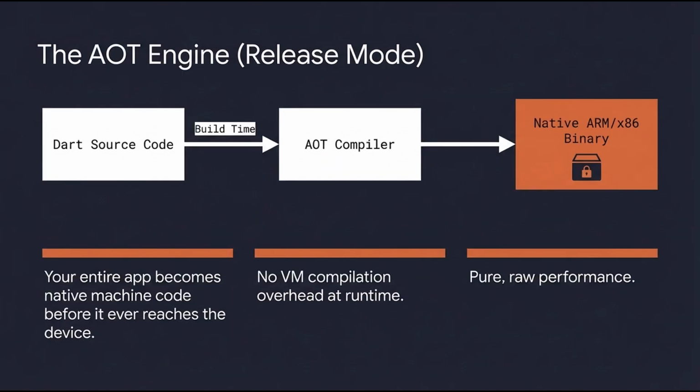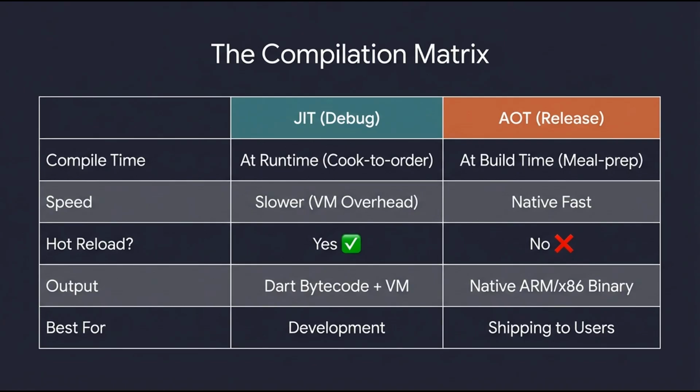Now here's the AOT engine. Dart source code goes through the AOT compiler at build time and comes out as a native ARM or x86 binary. Your entire app becomes native machine code before it ever reaches the device. No VM compilation overhead at runtime. Pure, raw performance. Let's lock in the comparison.